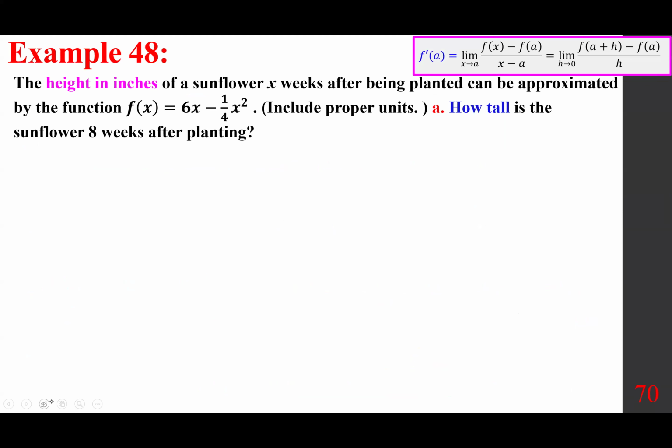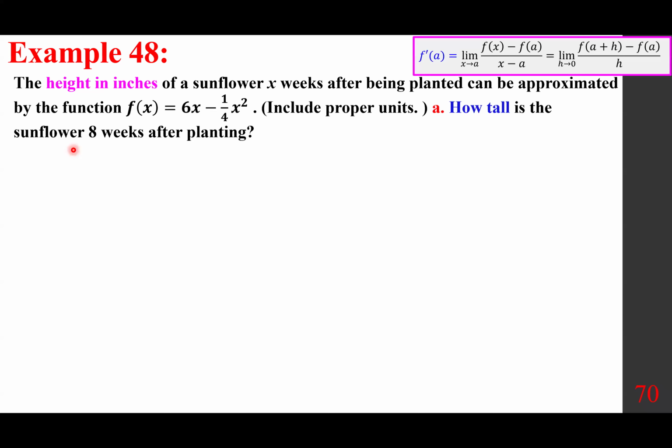Example 48. The height in inches of a sunflower x weeks after being planted can be approximated by the function f of x equals 6x minus 1/4 x squared. They don't have to mention that. You should know, anytime you do application, you always give them back with proper units.